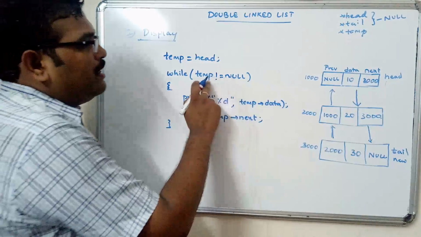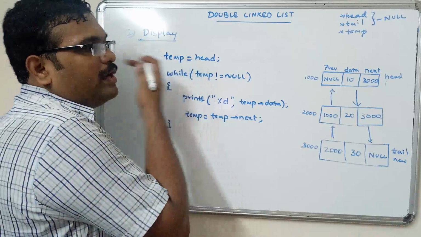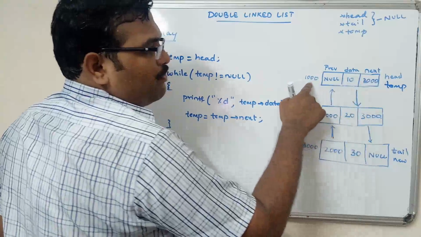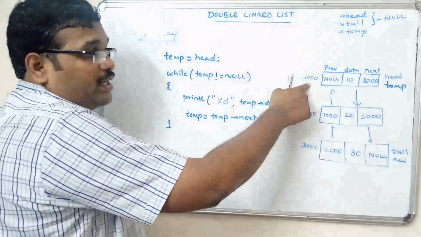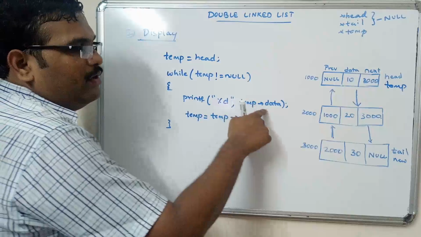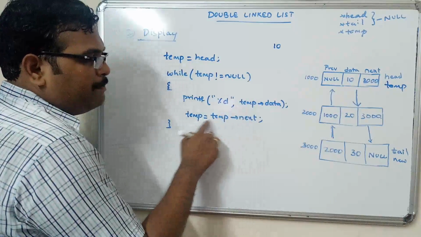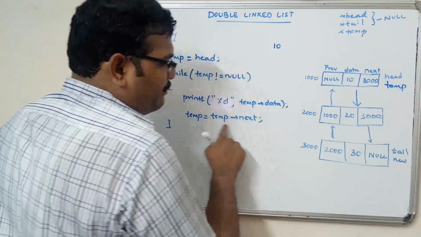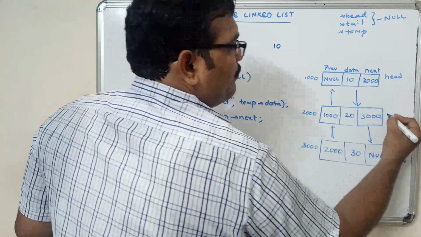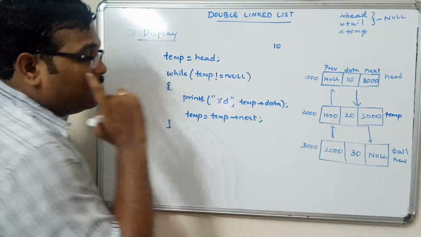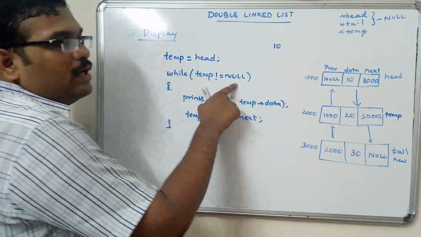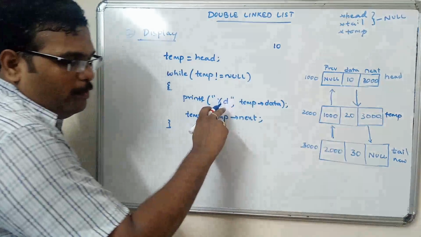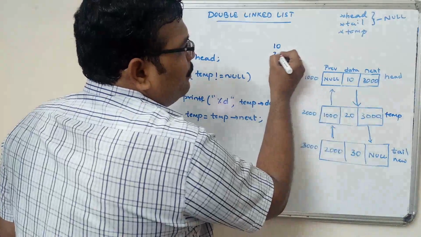So in the first step, temp is equal to head, so here the temp will be here. So temp not equal to null, so 1000, here temp is equal to 1000, so not equal to null, it's true, so it will display the data. Next, temp is equal to temp of next. What is the temp of next? 2000, so temp will be here at the 2000 position. Now again temp not equal to null, so 2000 not equal to null, so it will enter into the loop and it will print temp of data. So 20 will be printed.